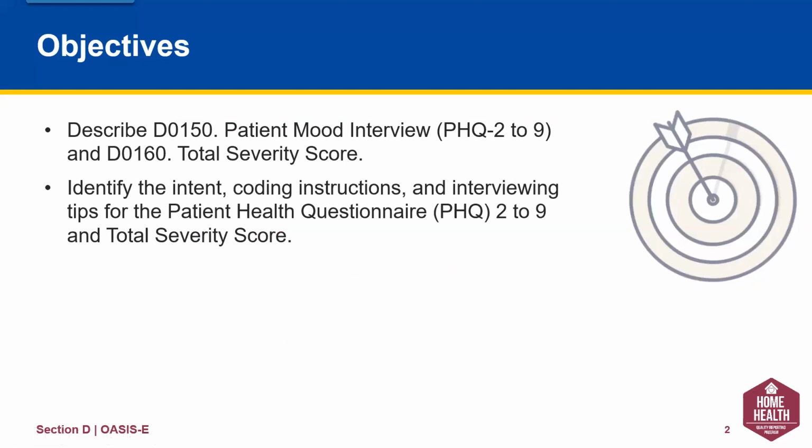At the conclusion of this training, you should be able to describe D0150 patient mood interview, the PHQ 2 to 9, and D0160 total severity score. Identify the intent, coding instructions, and interviewing tips for the Patient Health Questionnaire, known as the PHQ 2 to 9, and D0160, the total severity score.